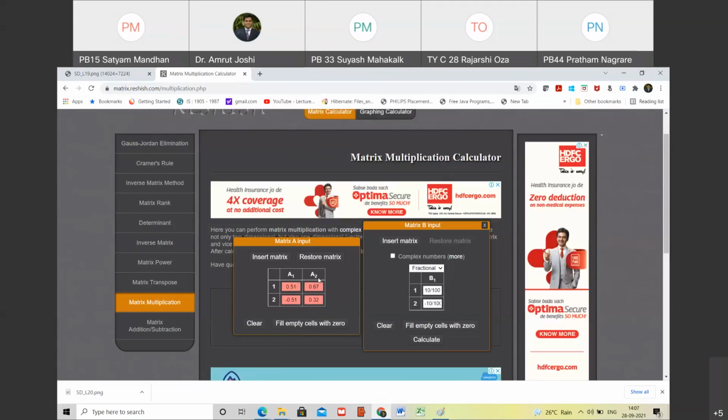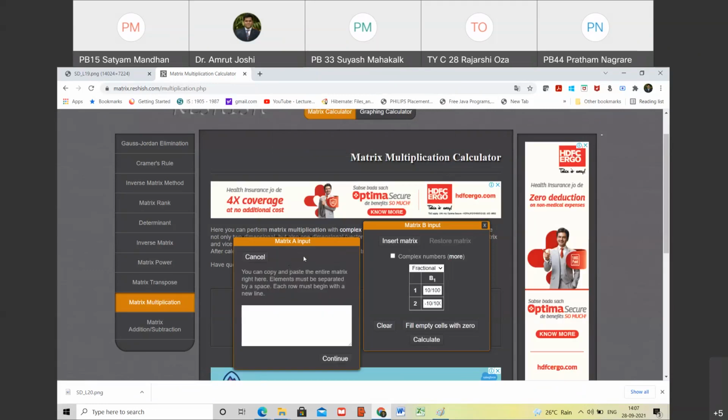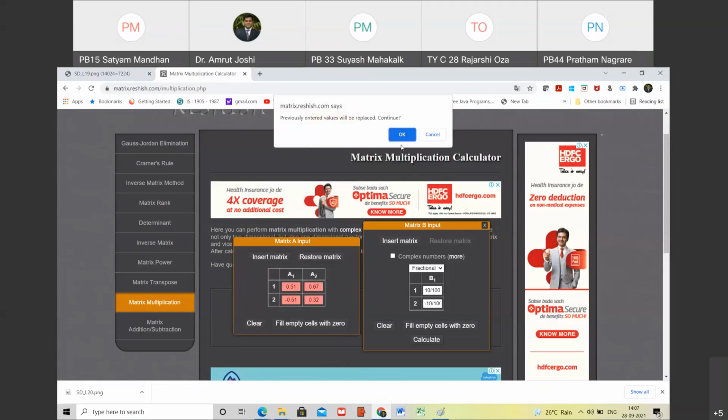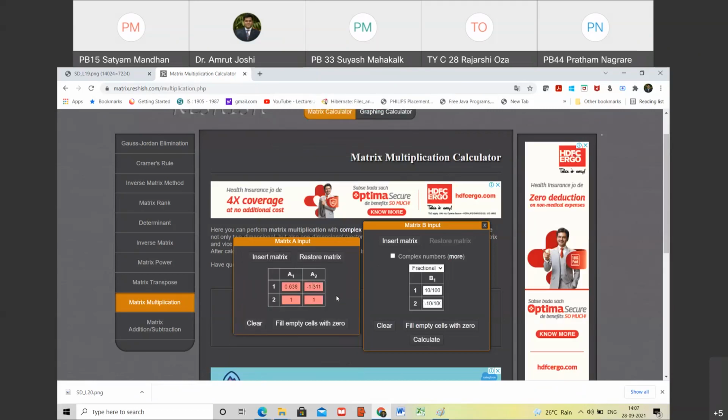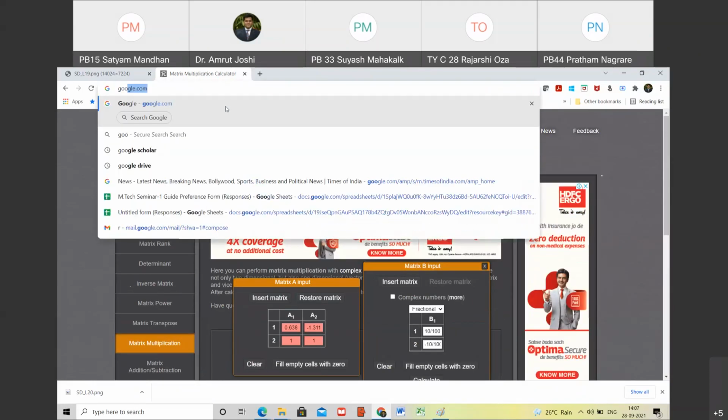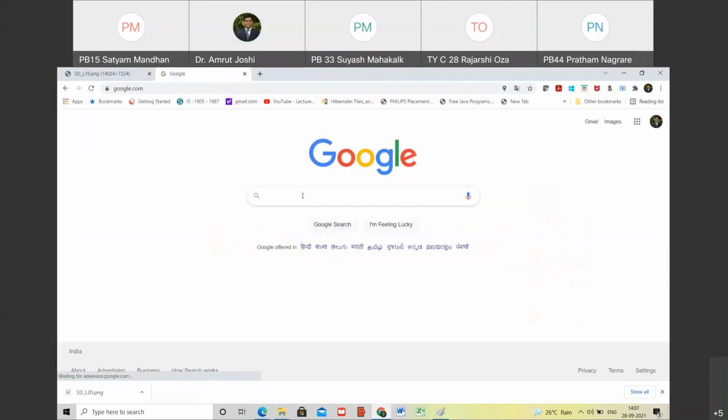What is this? Select the option insert matrix. No. Okay, we will do it in another tool. Okay, sir.